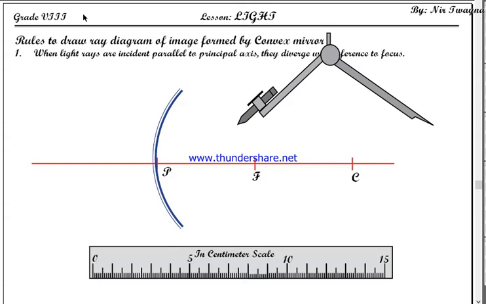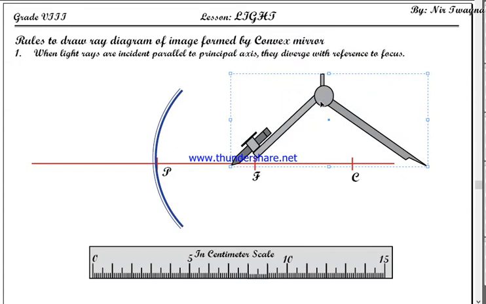My dear students of grade 8, this is your science class, and in your science class we have been studying the lesson light. After our previous class, we learned how to draw the ray diagram of the image formed by concave mirrors. Today we are going to learn about the ray diagram of the image formed by a convex mirror. Just like for concave mirror, for convex mirror also there are some set of rules.